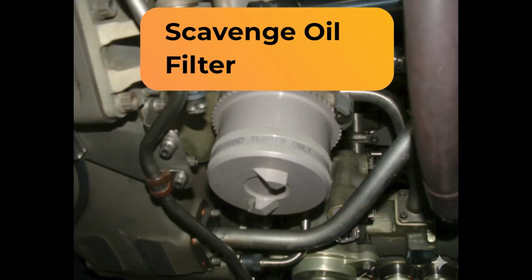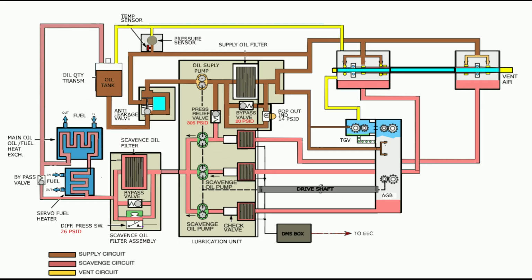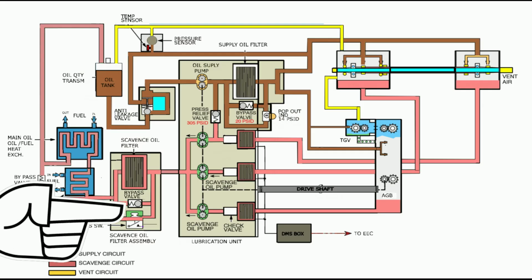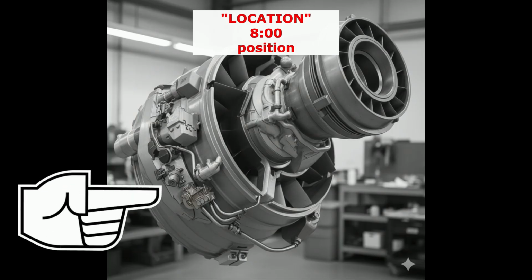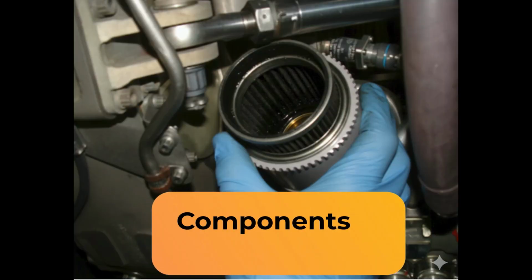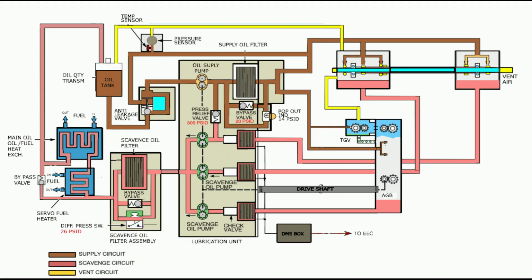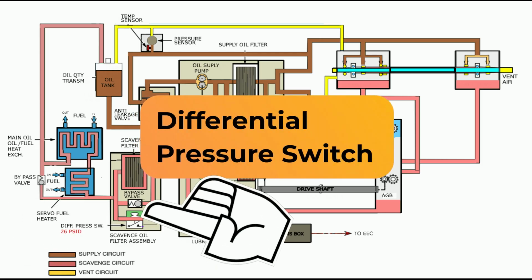Scavenge oil filter. The scavenge oil filter is installed between the scavenge pump discharge and the main oil-fuel heat exchanger. It is located on the aft face of the accessory gearbox at the 7 o'clock position. Components. The unit consists of a replaceable filter cartridge and a bypass valve that is designed to open at approximately 38 psi.